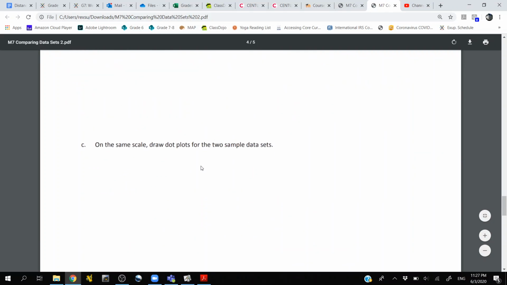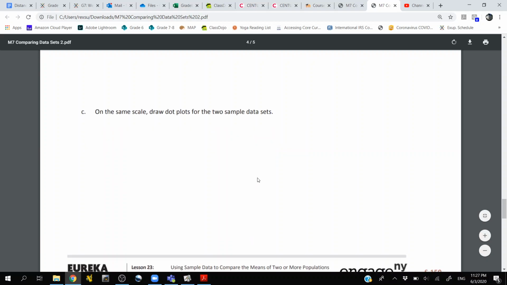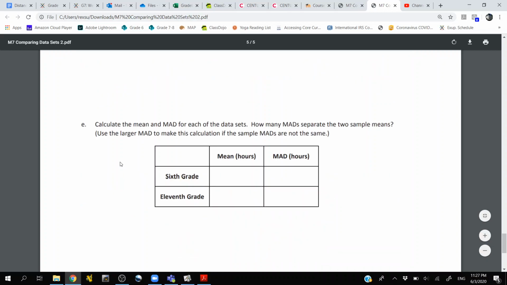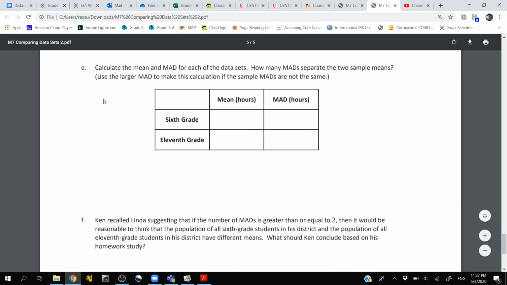On the same scale, draw dot plots for the 2 data sets for the 6th and 11th graders. Great. From looking at your dot plots, go ahead and describe the distributions. Like how are those different? How are the hours spent on homework different between 6th and 11th graders? Calculate the mean and the mean absolute deviation. If you're not sure about mean absolute deviation, go back to yesterday's video and I talked through it.